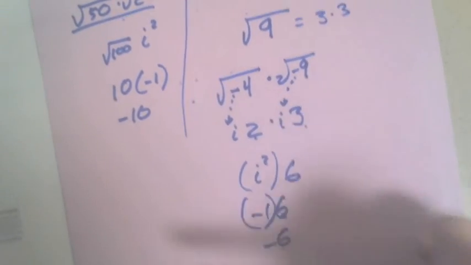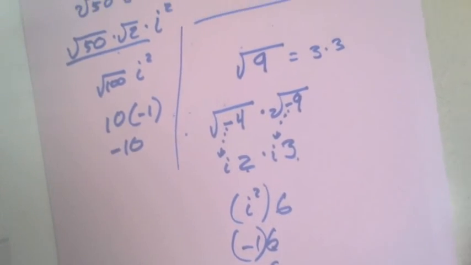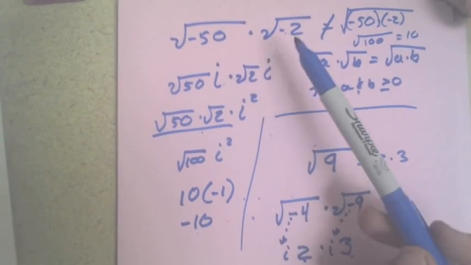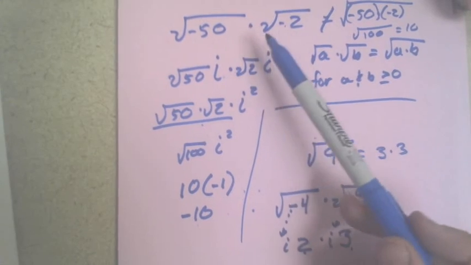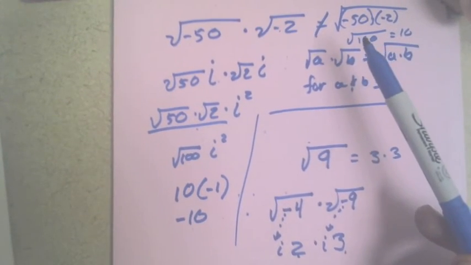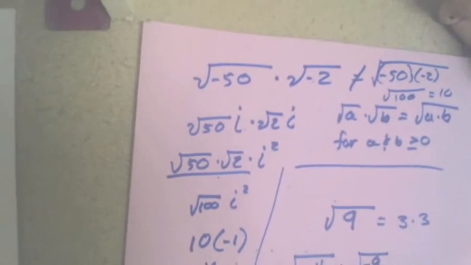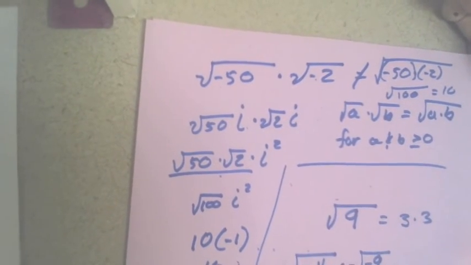So, you know, if you like thinking about it that way, great. If you don't, that's okay. But either way, we have to be careful when we have negatives in the radicals and we're multiplying. It can sometimes be a little counterintuitive. So make sure that ends up being negative 10. Okay, that was all of those pieces.